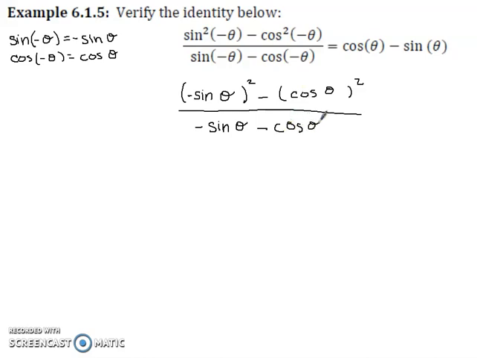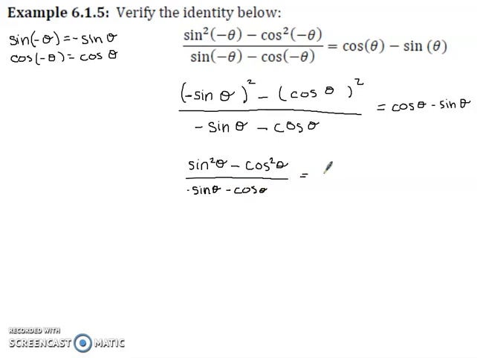cosine just leaves this as cosine theta, and I want to show that this is equivalent to cosine theta minus sine of theta. Now squaring a negative sine times negative sine is just going to give me sine squared, two negatives multiply to a positive, minus that cosine squared. In the denominator, I've got negative sine of theta minus cosine of theta, and again we want to show that that's equivalent to cosine theta minus sine of theta.